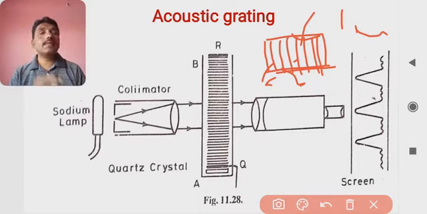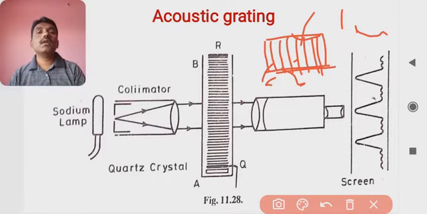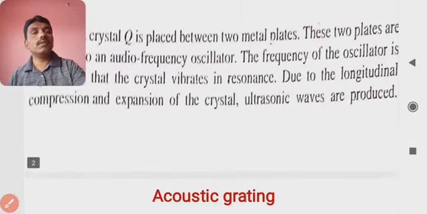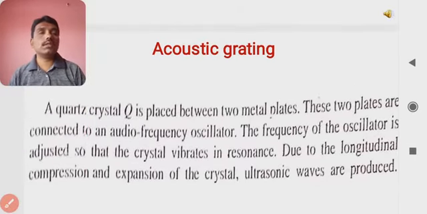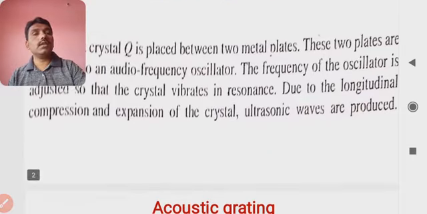Now in the same way, here the grating is not present, but the ultrasonic waves work as a grating, and that's why this particular case is called an acoustic grating. Now we will see in detail how the acoustic grating works. Basically the quartz crystal is used, and two plates are connected to the audio frequency oscillator, as I already told you.